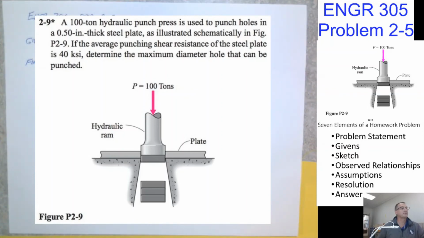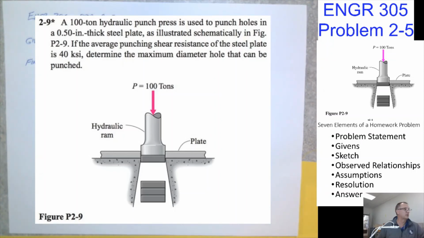Problem 9 from Chapter 2. A 100-ton hydraulic punch press is used to punch holes in half-inch thick steel plate, as shown in Figure 2-9. If the average shear resistance of the steel plate is 40 ksi, determine the maximum diameter hole that can be punched. All right, got it? Got it.